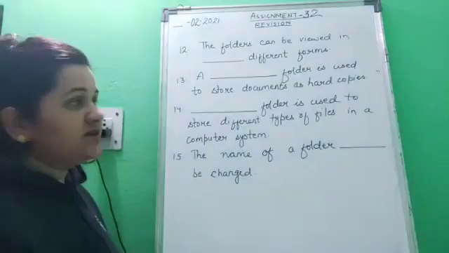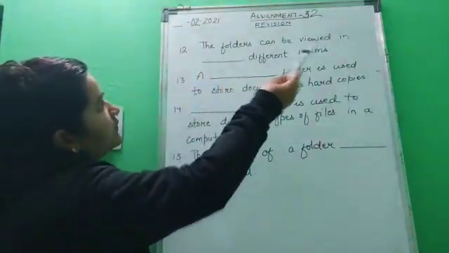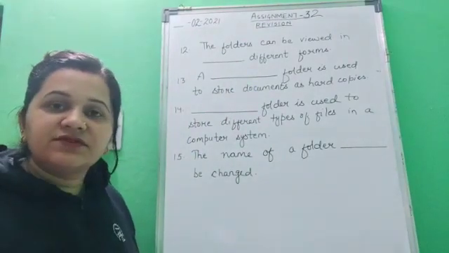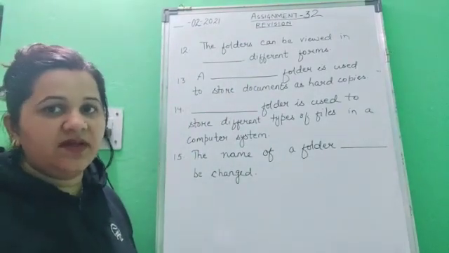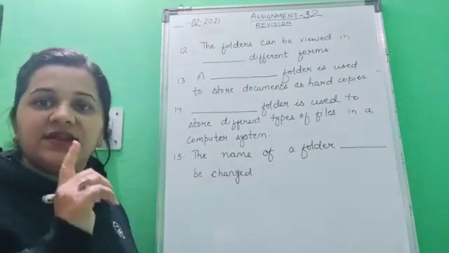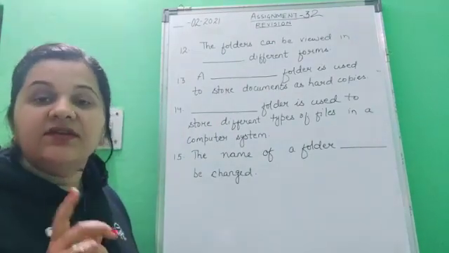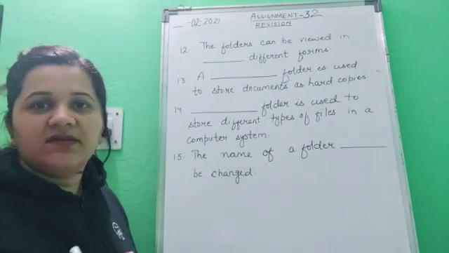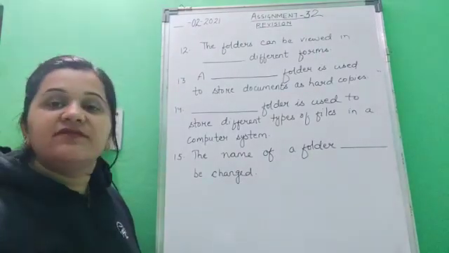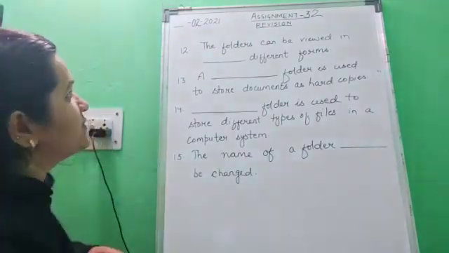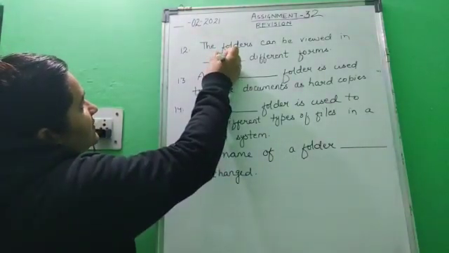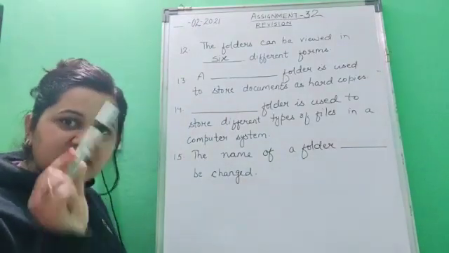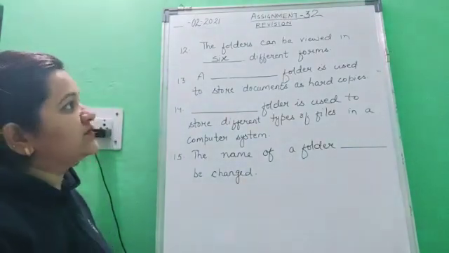Here next, 12 point. The folders can be viewed in dash different forms. Now children, there are 6 different views in which we can see a folder on computer system. What are they? They are extra large icon, large icon, medium icon, details, list, and small icons. Okay, so these are the different forms in which we can view a folder in computer system. So how many ways? 6. Okay, and these are the views like extra large icon. These are the different forms of views.